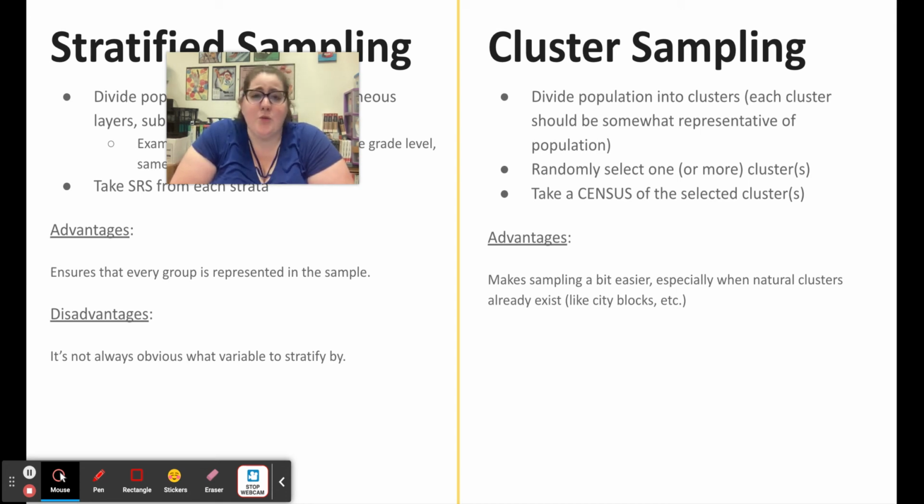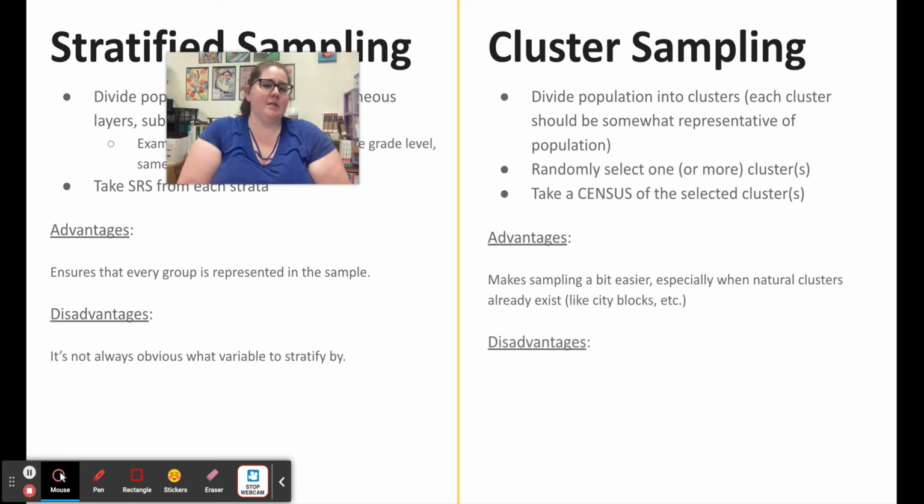So in a school situation, maybe I'm using clusters of second period classes. Right, so maybe I number every single second period class that exists in McNeil, and then I pick 10 of them and I survey all the students in those 10 clusters. It's a really quick way to take a sample.